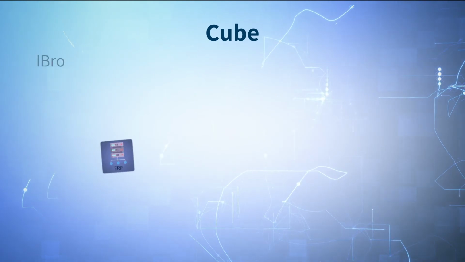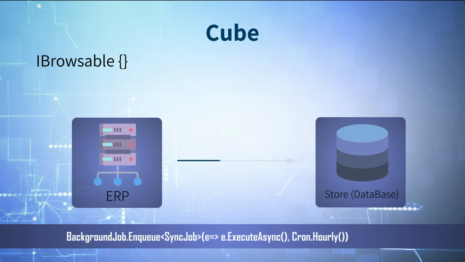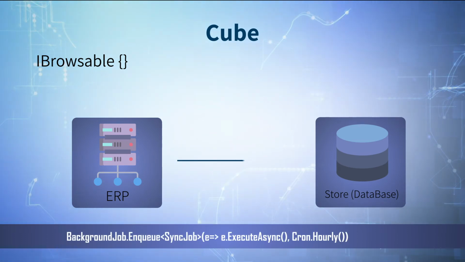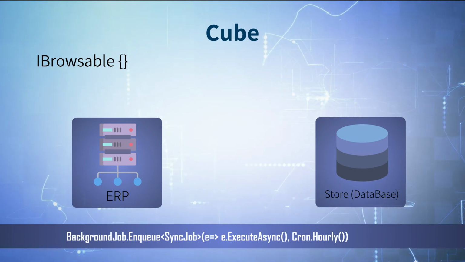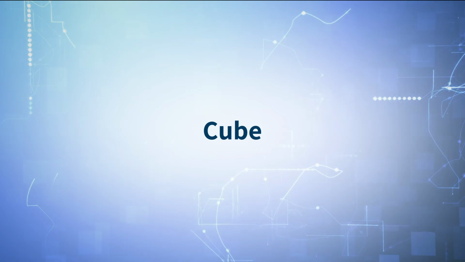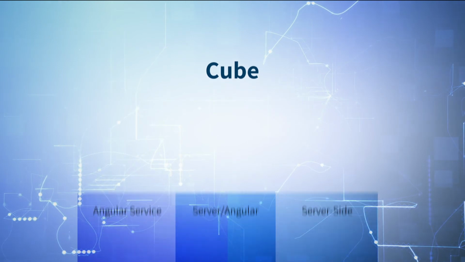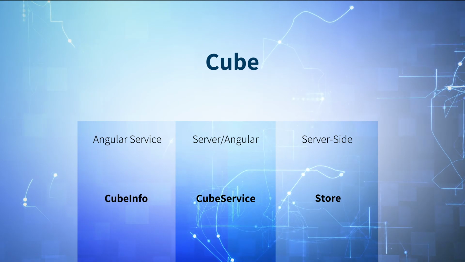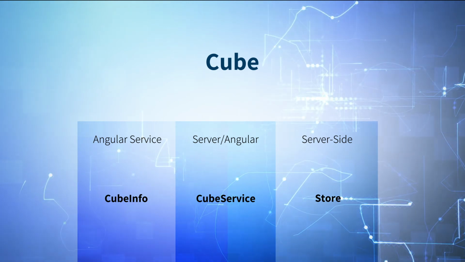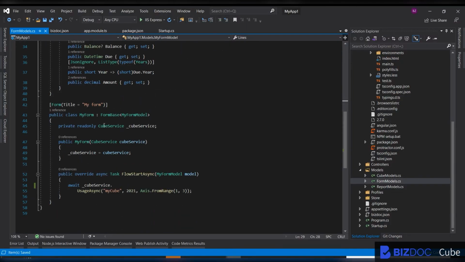The cube database table can also be populated with data from third-party apps, such as POs on a corporate ERP. A background task may update the cube table directly with the third-party data. To enable drilling down into the third-party system, the cube implements the IBrowsable interface. Cube can be accessed from both client and server side via one of BizDoc services. Cube can be queried using the Cube service, viewed via Cube info, or accessed directly using the store service.